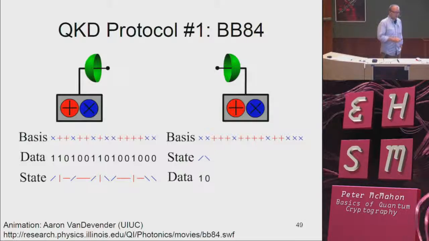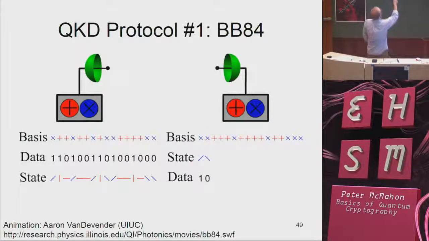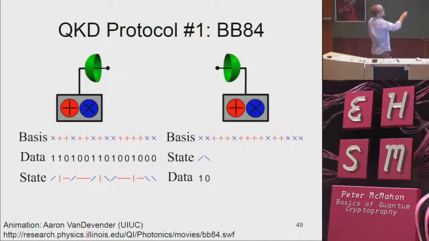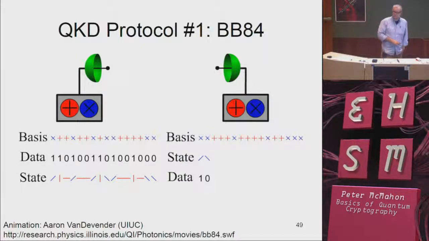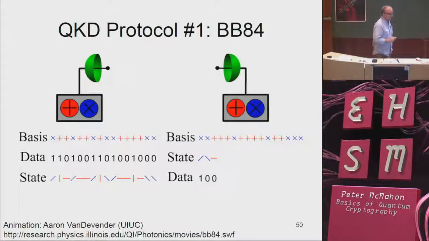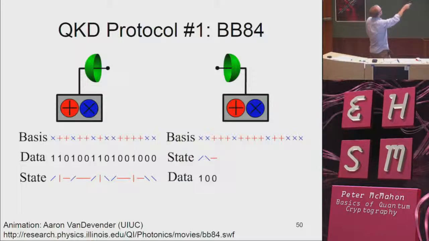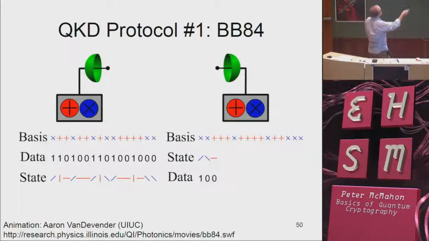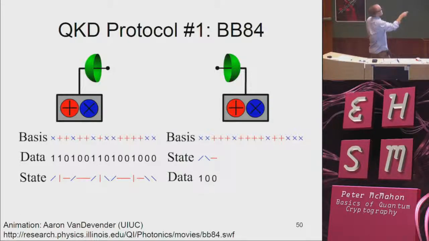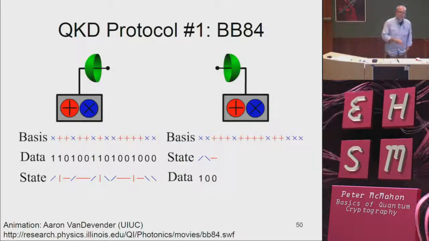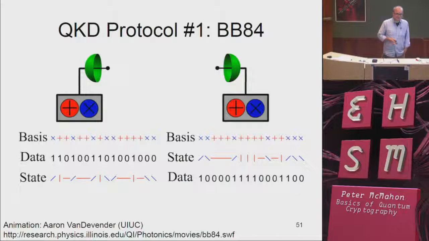Then they do it for the next state, which is this one here. Alice sends this state here, Bob is now measuring in a different basis. That means Bob will get a random answer. Then we do it for the next bit. It's sent in this linear basis. Bob is receiving in the linear basis, so he will definitely receive the same state and the same data bit that Alice sent. And we repeat this for all the bits.